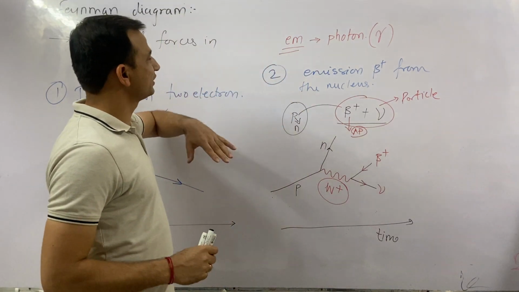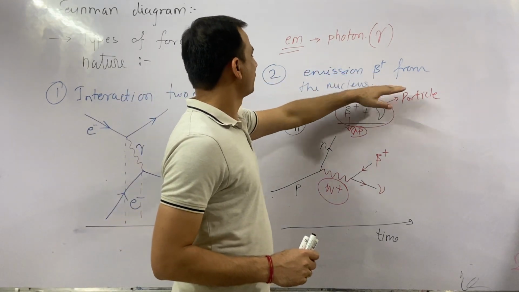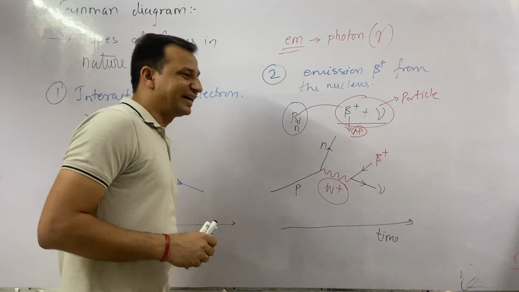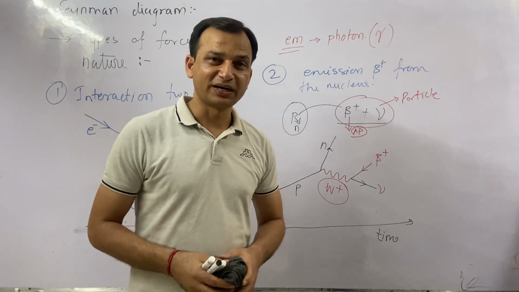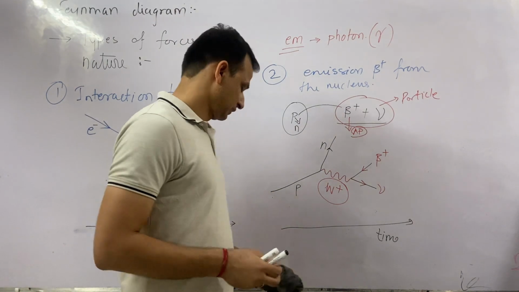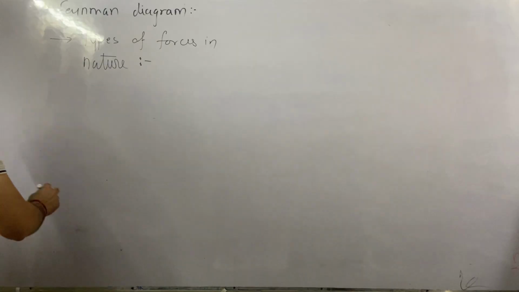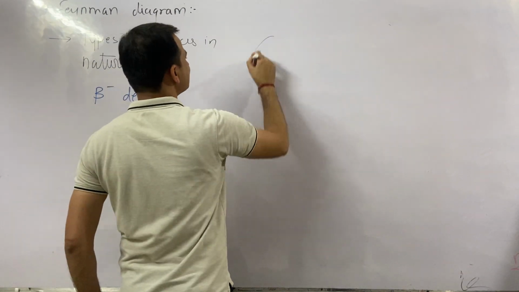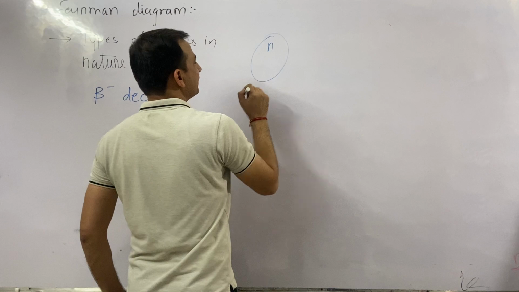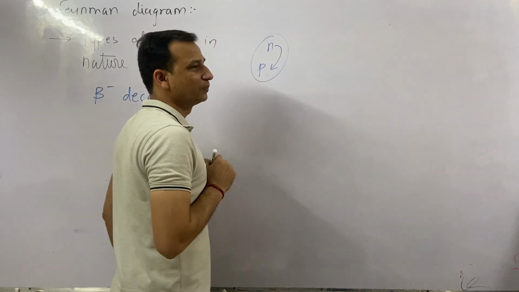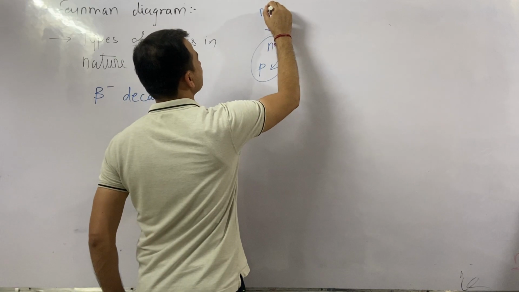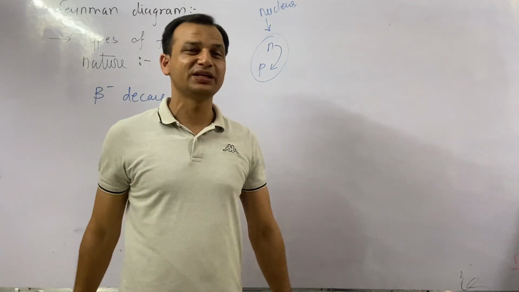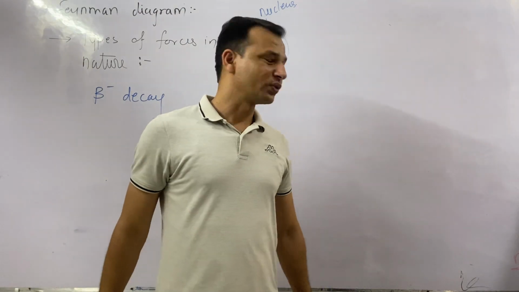So after the emission of positron from the nucleus, let's see what will happen when an electron, which is beta minus particle, is emitted from the nucleus. So here, beta minus decay. In case of beta minus decay, a neutron within the nucleus converts into proton. So this is the nucleus. This neutron is not going anywhere, it's staying within the nucleus, just converting into proton.